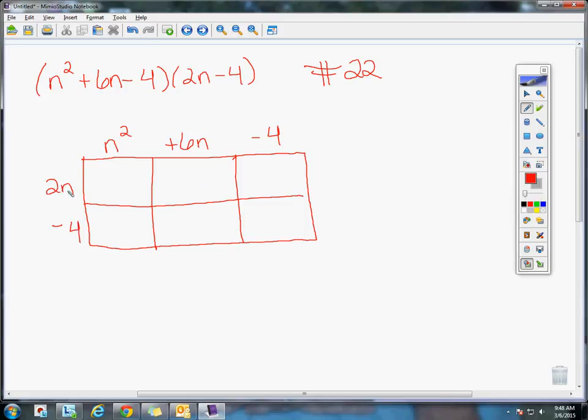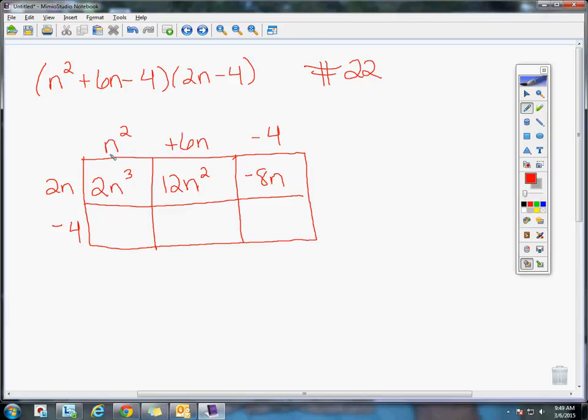So here we have 2n times n squared, so that's a 2. N times n squared, remember this is a little 1. When you multiply, you add your exponents, so 1 plus 2 will give us 3. 2 times 6 is 12. N times n is n squared. 2n times negative 4. So 2 times negative 4 is negative 8. Don't forget the n. And then we're going to multiply all this by negative 4.